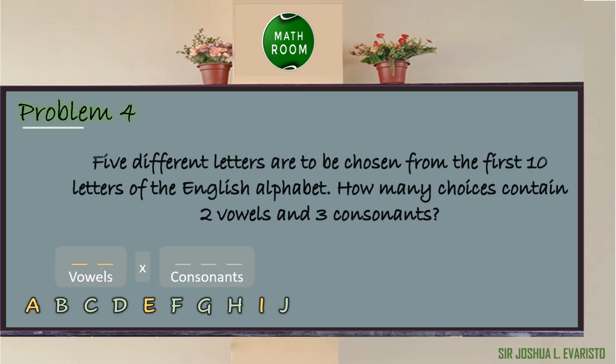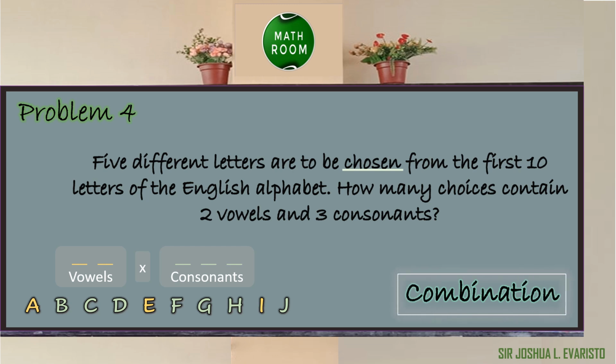Problem number 4. 5 different letters are to be chosen from the first 10 letters of the English alphabet. How many choices contain 2 vowels and 3 consonants? The keyword used in this problem is chosen, which means order is not important. Thus, this is a combination question.